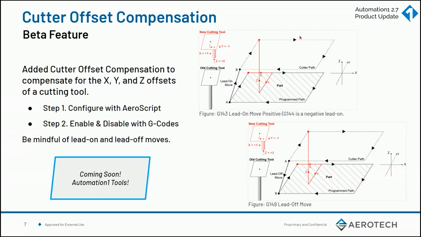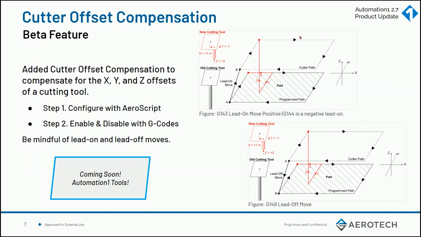Cutter offset compensation. For most of the time, Automation1 has had a radius offset, so cutter radius offset compensation. Now we've added cutter length offset compensation. It's easy to use. You configure it with AeroScript code. New AeroScript functions were added for this feature, and then you enable and disable it with G-code commands. Again, I tell people this all the time, you're not paying extra for G-code with Automation1. It comes with every single controller we sell. It is a part of the AeroScript programming language, so it's always available to you, okay? You do have to be mindful of your lead on and lead off moves when doing this, but that's something that all process developers kind of know.